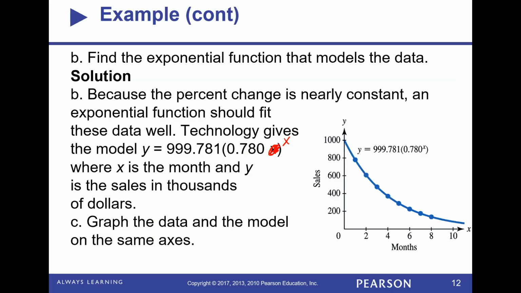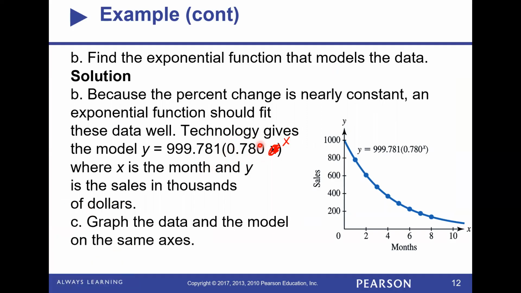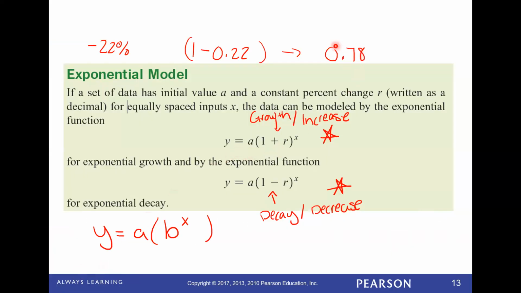Let me go back a slide. Take a peek at that formula, and there we have it. Like I said, the calculator is doing this formula for you, which is really cool. So it's giving you that B value of either 1 plus r or 1 minus r. It knows it's minus in our case because we were decreasing.